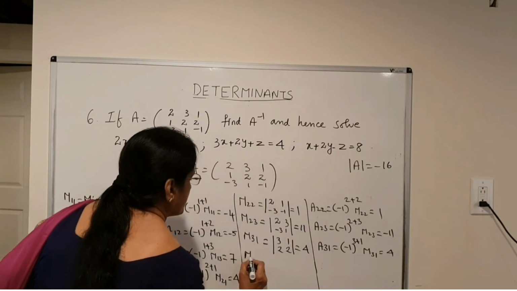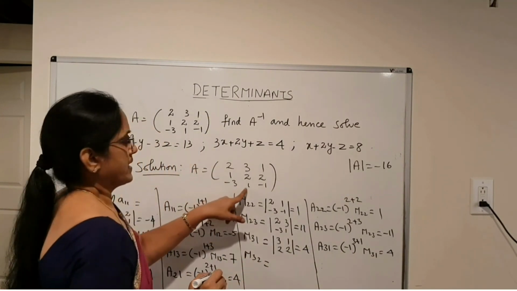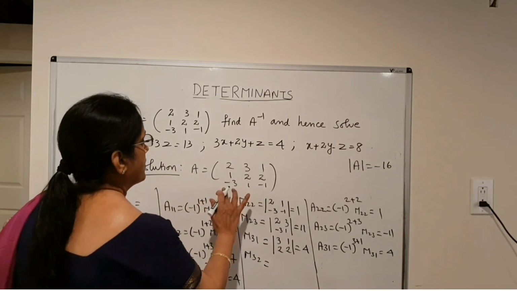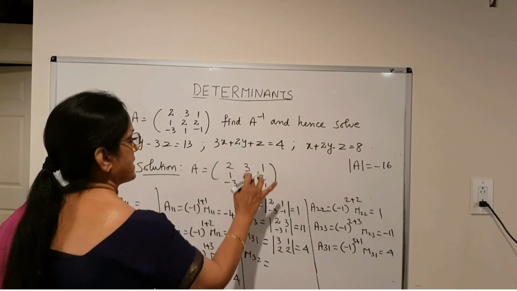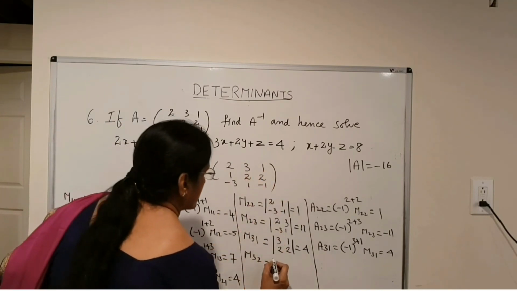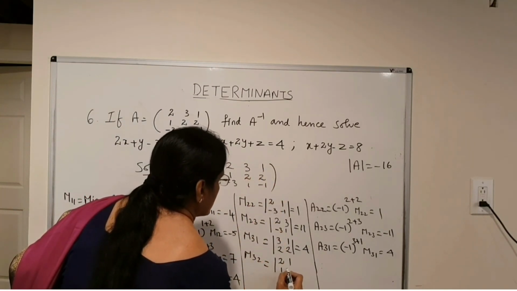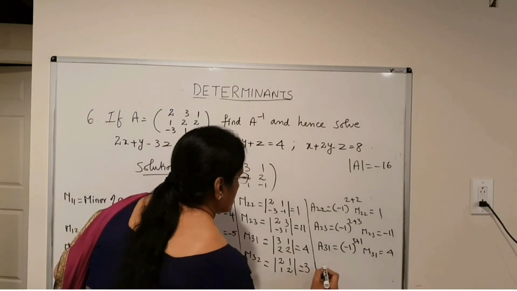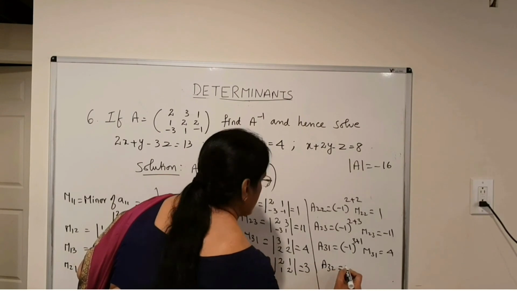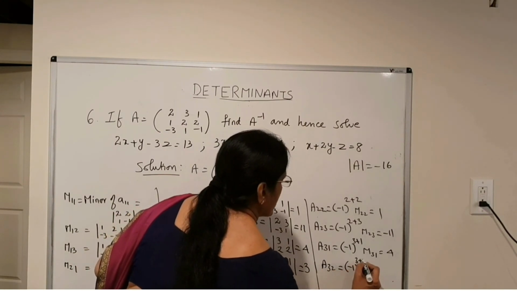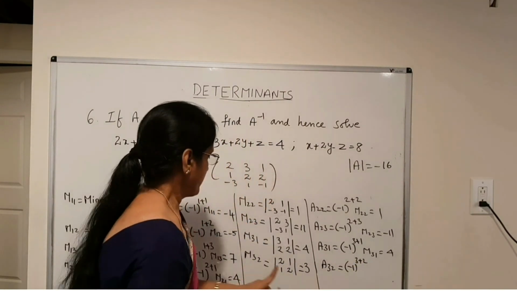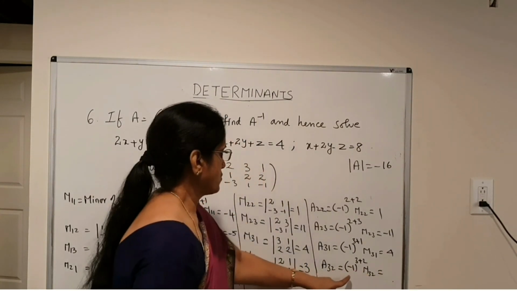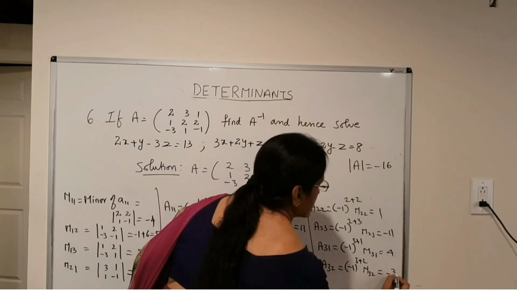Then M32. Minor of the element A32, which is 1 over here. Now leaving the third row and second column, 2, 1, 1, 2. Determinant 2, 1, 1, 2, which is 4 minus 1, 3. So the corresponding A32 will be minus 1 to the power I plus j. I is 3, j is 2, M32. Minus 1 into 3 will give me minus 3.